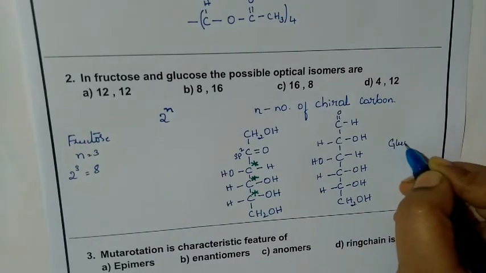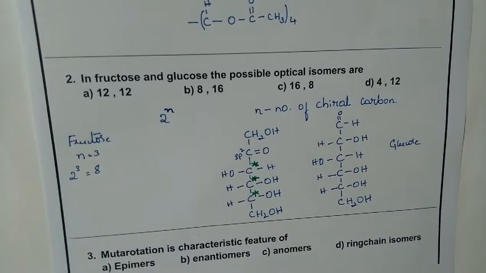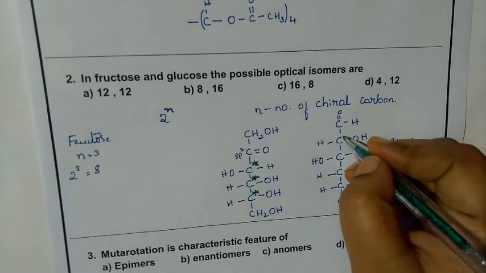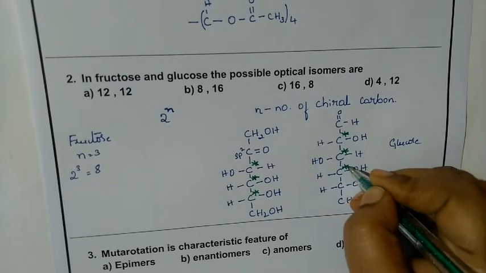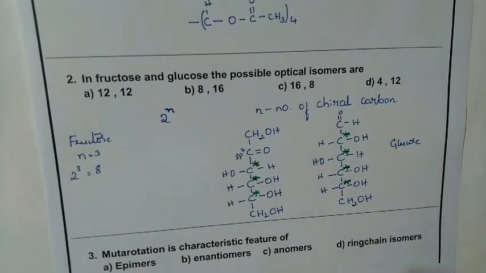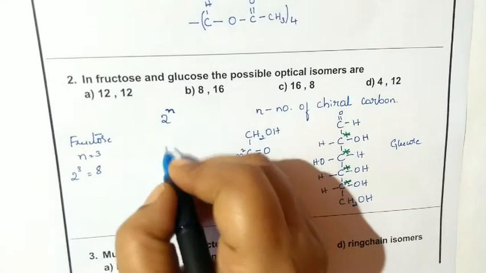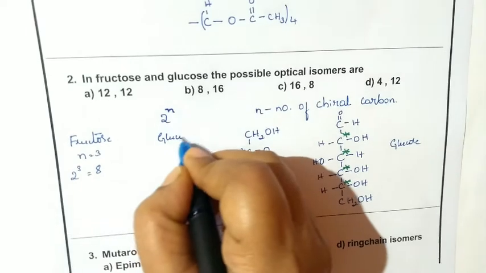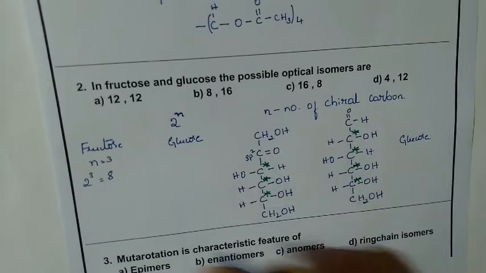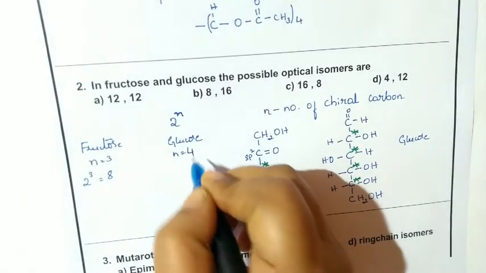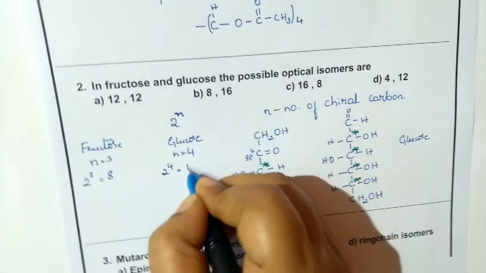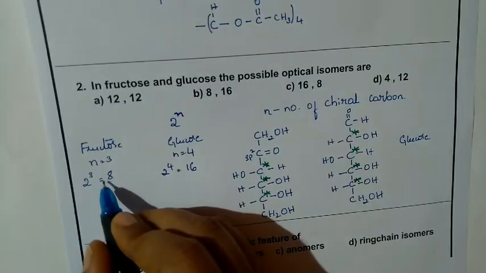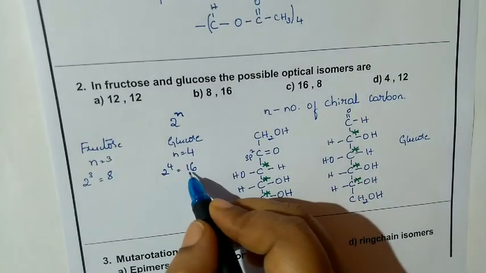The 4 carbon atoms are chiral. So this is our glucose. So we can easily make out. We have studied this one in our theory also. These are the 4 chiral carbons of glucose. So we can write, this is for glucose, n equals 4. So 2 to the power 4 is equal to 16. So for fructose it is 8, and for glucose it is 16.